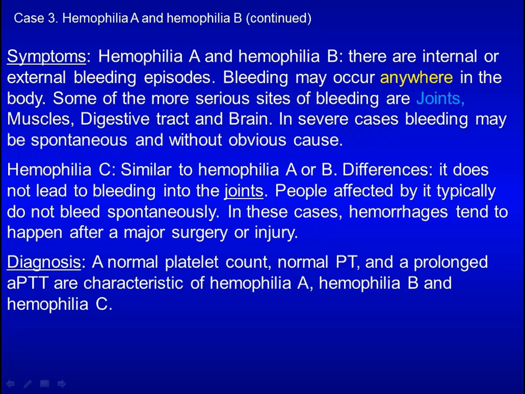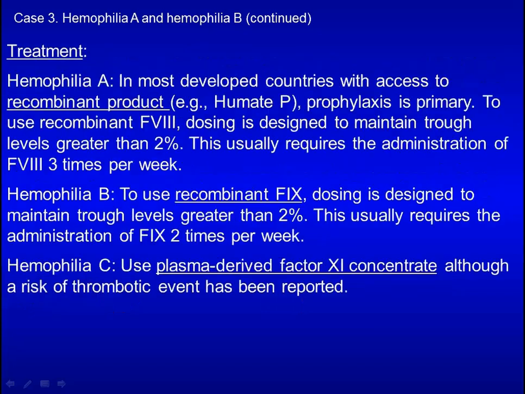Patients with hemophilia C have similar symptoms, but they do not have bleeding into joints. They do not bleed spontaneously. Hemorrhages tend to happen after a major surgery or injury. Lab tests for hemophilia A, B, and C show normal PT and a prolonged APTT. Recombinant proteins have been used to treat hemophilia A and B. Plasma-derived factor 11 concentrate has been used to treat hemophilia C.